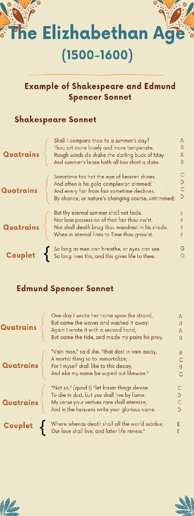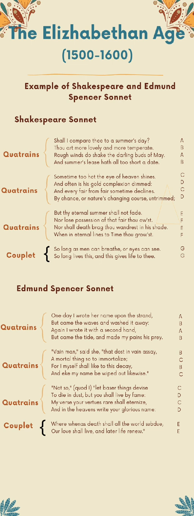It's the same for the second quatrain. Shines, dimmed, declined, untrimmed. So the rhyme scheme is C D C D. The third quatrain, faith, oath, shade, growth. So the rhyme scheme is E F E F. And then the couplet. So the rhyme scheme is G G.